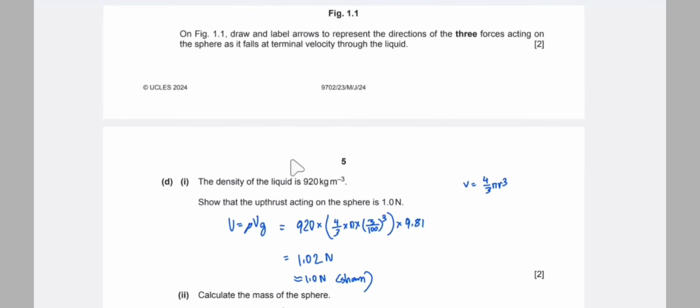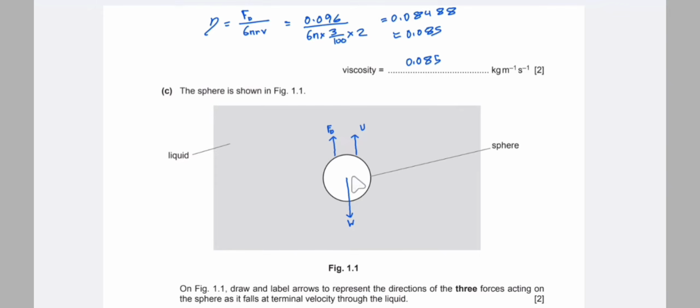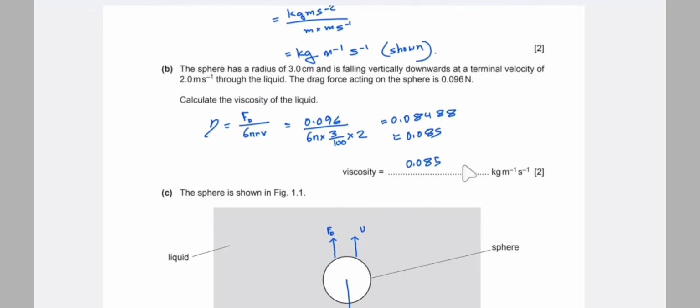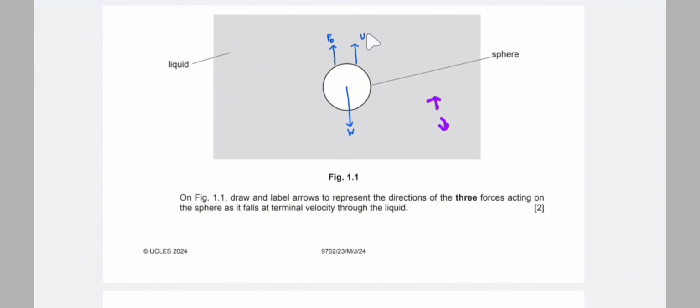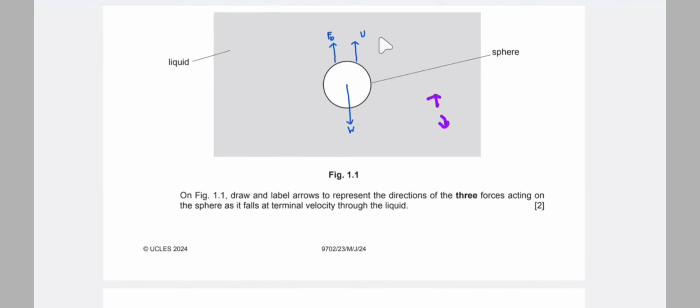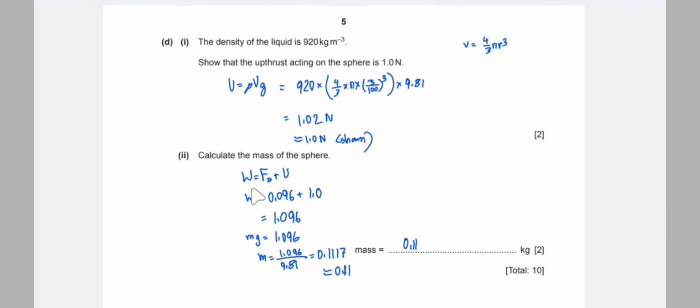To calculate the mass of the sphere for this question, we know that since the object is moving at a terminal velocity, that means at a constant velocity, the upward force must equal the downward force. So the downward weight force is equal to the upward Fd plus upthrust. So weight is equal to Fd plus upthrust.